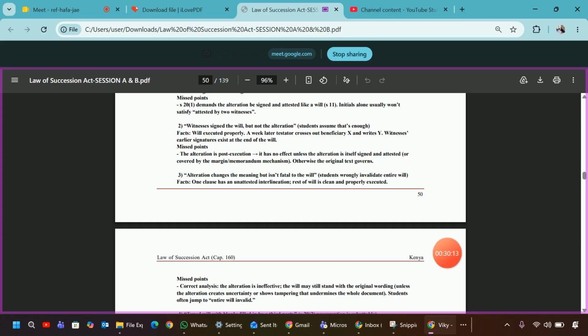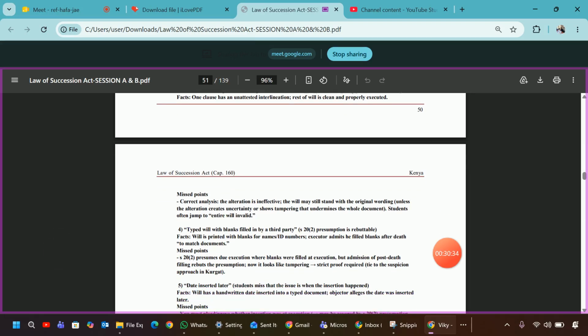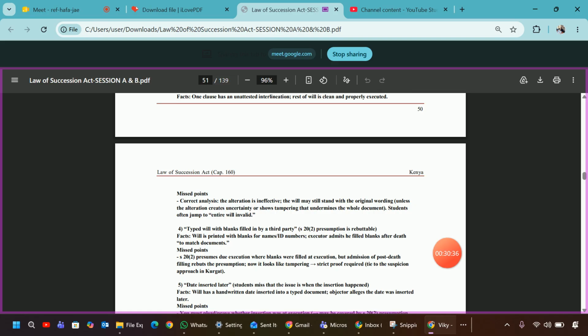Key takeaway number 3: an alteration changes the meaning but isn't fatal to the will. Students wrongly invalidate the entire will. What are the facts? One clause has an unattested interlineation, and the rest of the will is clean and properly executed. The correct analysis is that the alteration is ineffective. The will may still stand with the original wording unless the alteration creates uncertainty or shows tampering that undermines the whole document. Students often jump to the entire will being invalid.